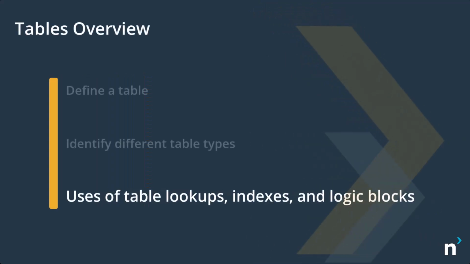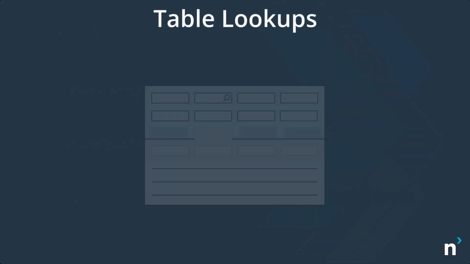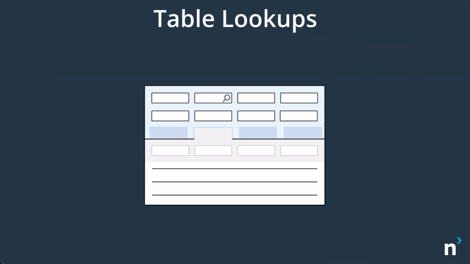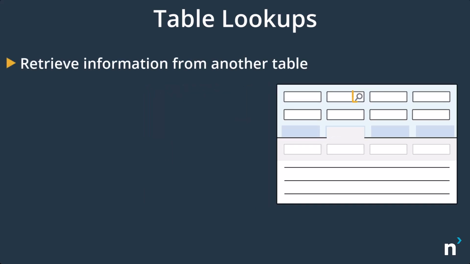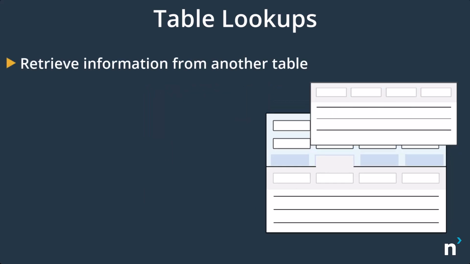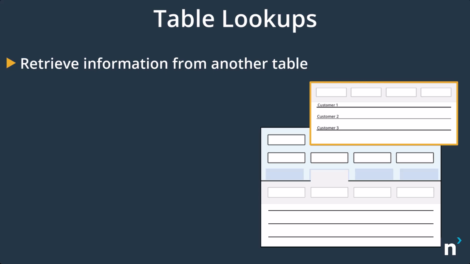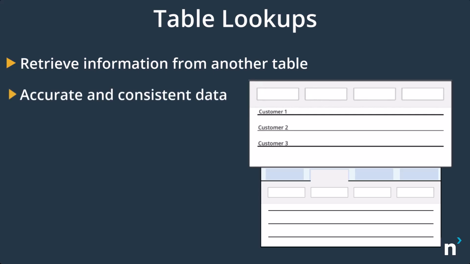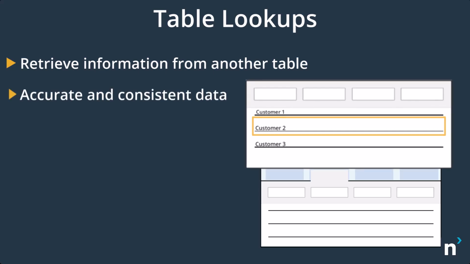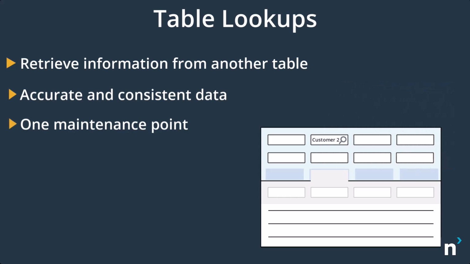Next, let's explore some additional configuration considerations for your tables. When building your applications, there may be fields from other tables that could also apply to the new table you're building, such as directory information. You can use table lookups to retrieve the information from the related table. This ensures accuracy and consistency across all applications with only one data maintenance point.